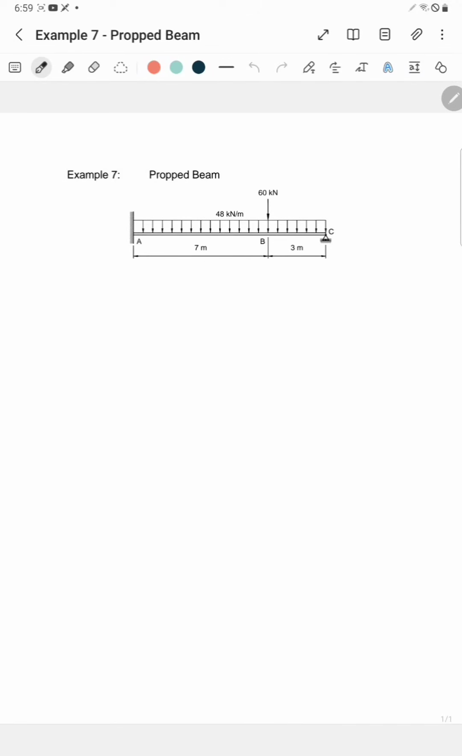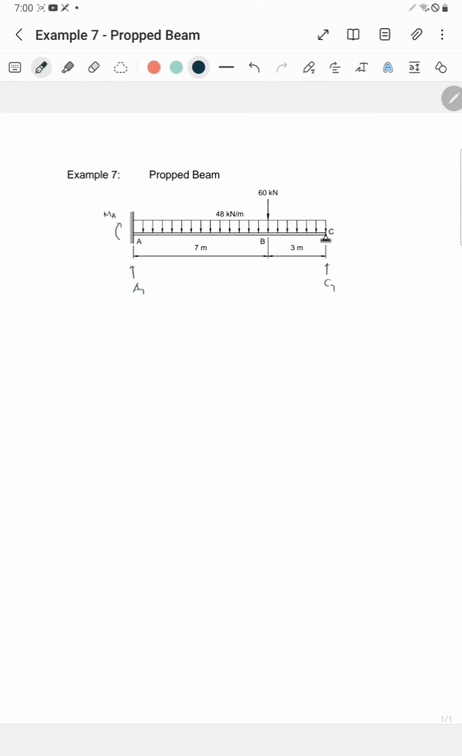Example number 7, prop beam using Titanic method. Okay, simulan na muna natin sa reaction. So, mag-assume tayo ng reactions. Say AY is upward, CY is upward, and moment at A is positive, so upward. So, lahat ng unknowns, in-assume natin na positive.